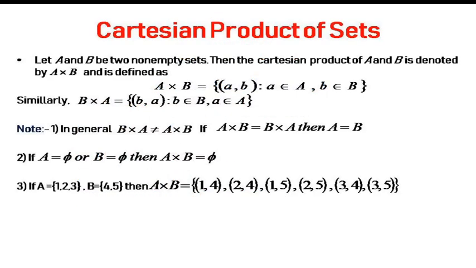First one is our Cartesian product of sets. We all know what is a set. Set is a collection of well-defined objects. That is, if a collection is well-defined, then we can call this collection a set.